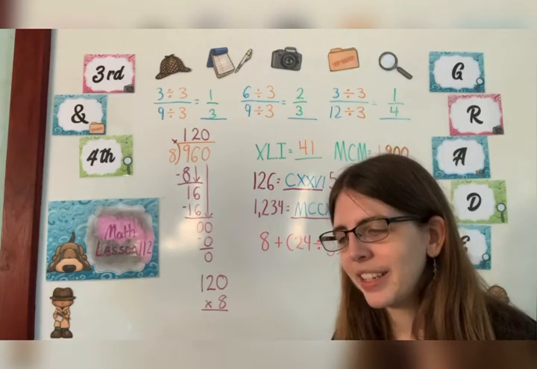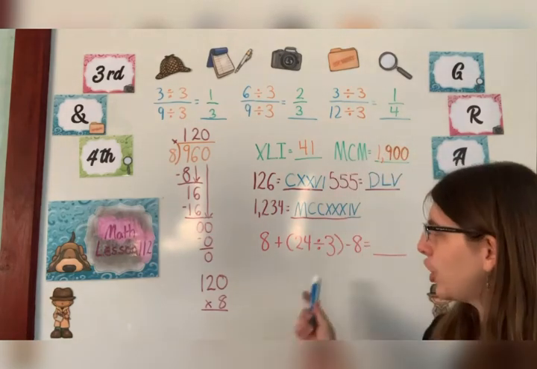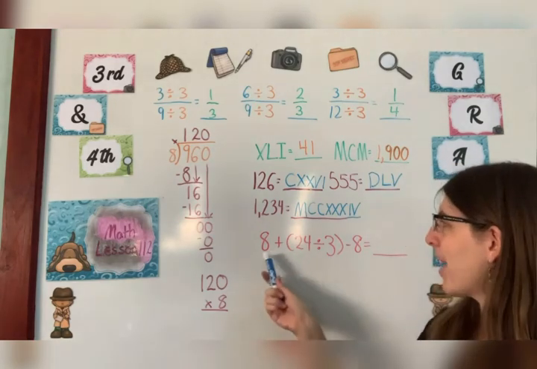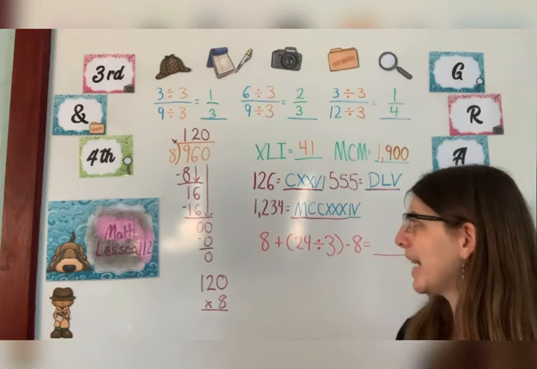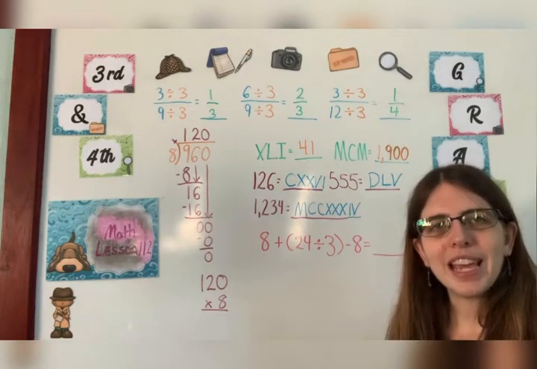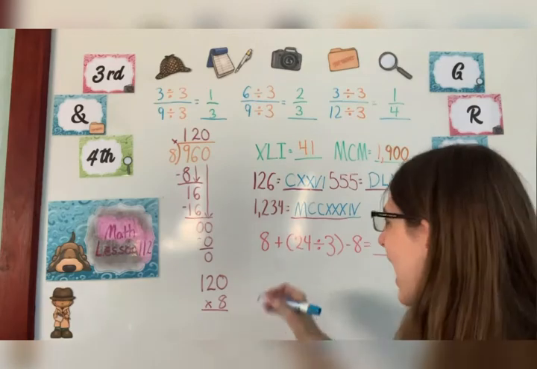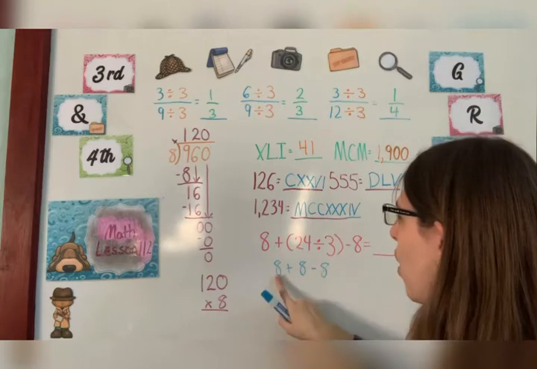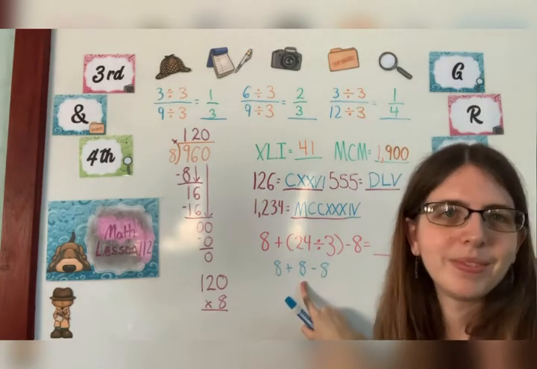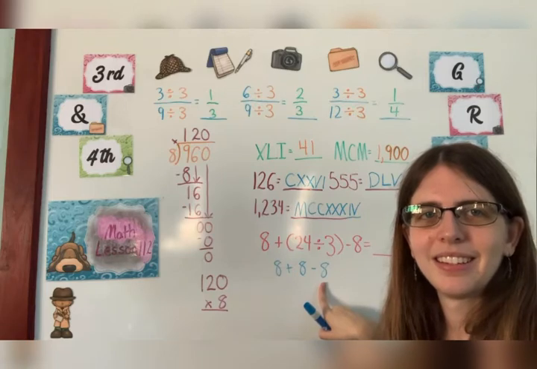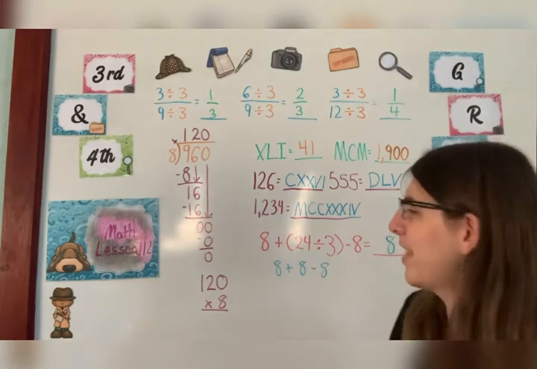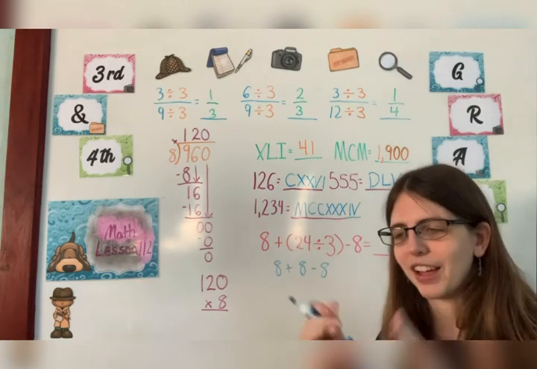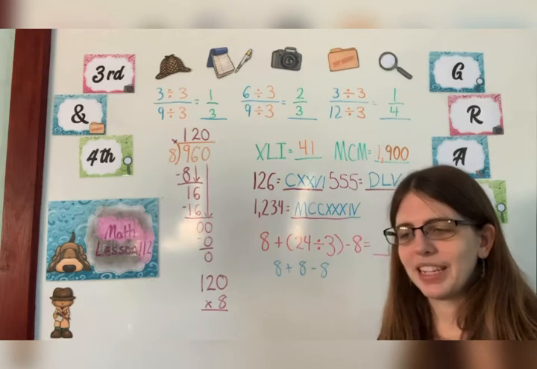All right, number 8 says solve the equation. So I just want to remind you that when you see parentheses, that means do me first. So I have 8 plus 24 divided by 3 minus 8. Well, what's 24 divided by 3? It's 8. So that means I have 8 plus 8 minus 8. What's 8 plus 8? 16. 16 minus 8 is 8. So that's my answer. All right, and try letter B on your own. 72 times 0 is in the parentheses, so that comes first. Then plus 6 minus 5.